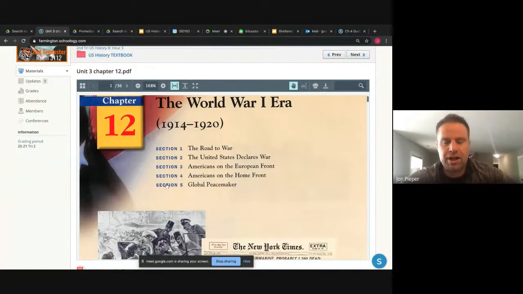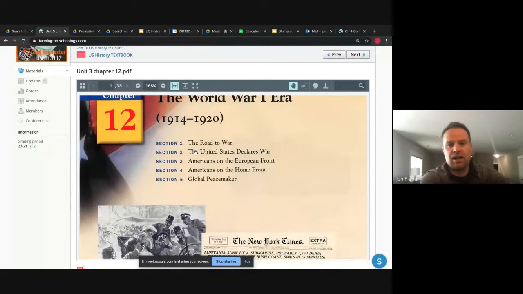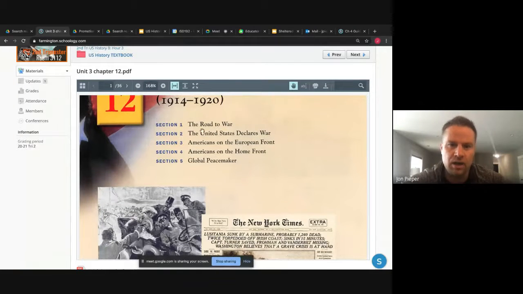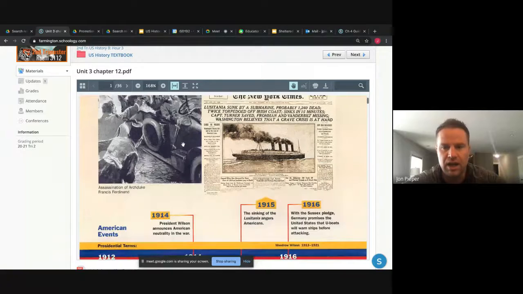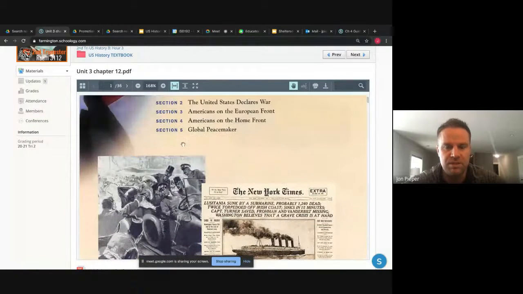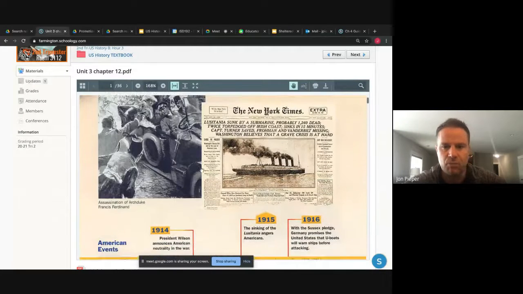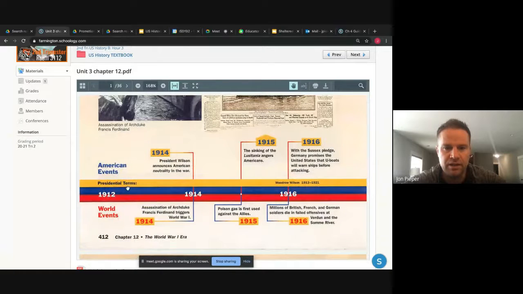Okay, so Chapter 12 has 5 sections. It's in chronological order. Section 1 is going to talk about the road to war, the causes, how we got involved in this war. The United States is Section 2, the European front is Section 3, the home front is Section 4, and then global peacemaker is Section 5. So this is going to be like Wilson's 14 Points, League of Nations, all that stuff, okay?